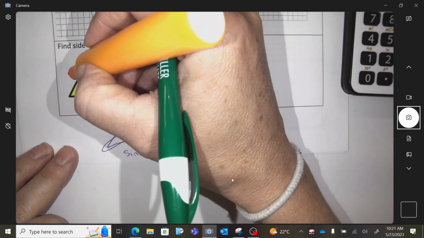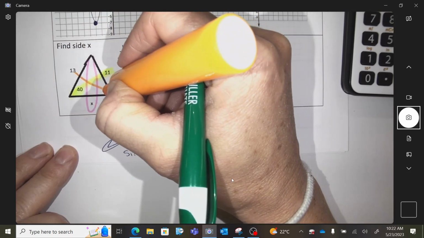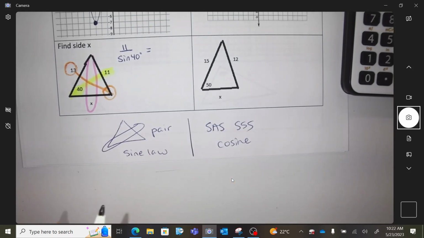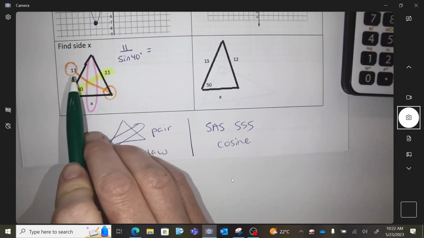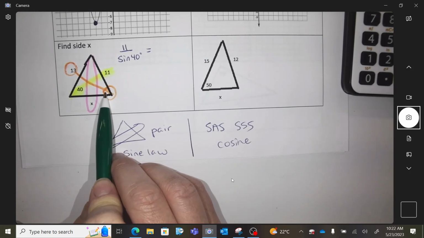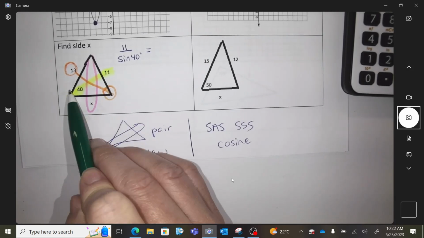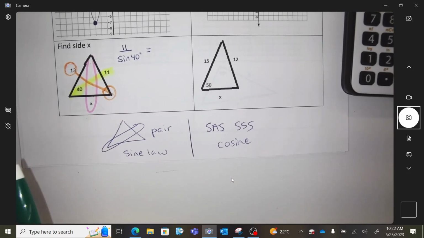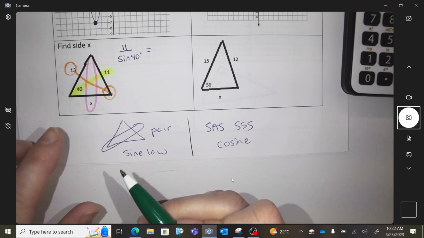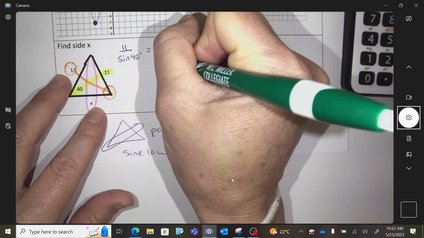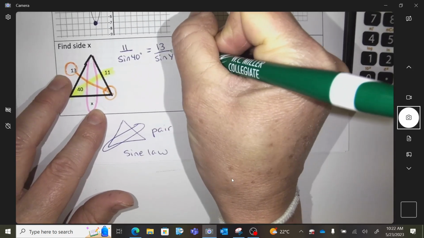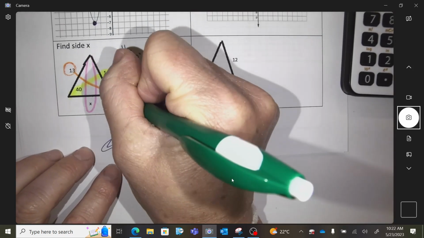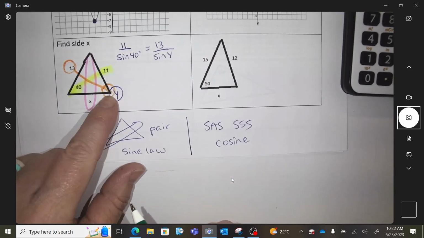What do you want to do? Do you have a game plan here? I'm going to find this angle using the 13, and then what? 180 minus those, top angle, boom, pair. Okay, so that's the game plan. You ready? 13 over sine, can I call it the letter y? Because I don't want to call it x. So we're going to call this angle y.